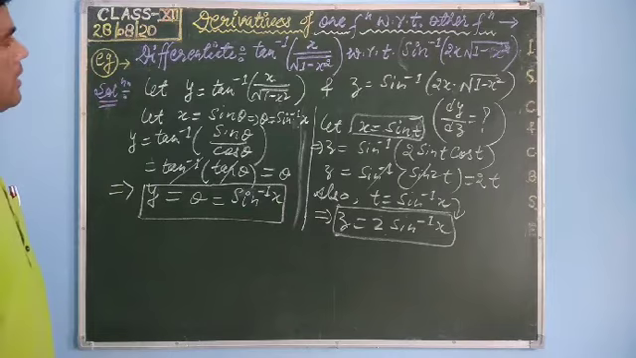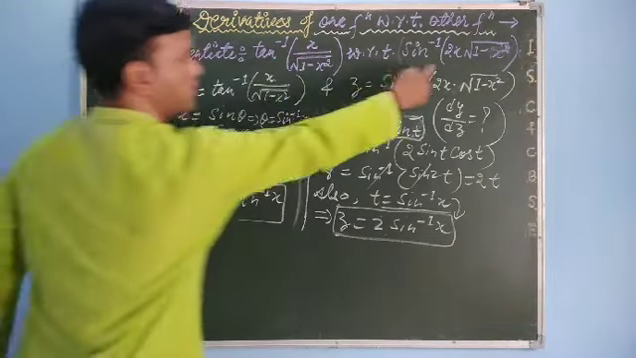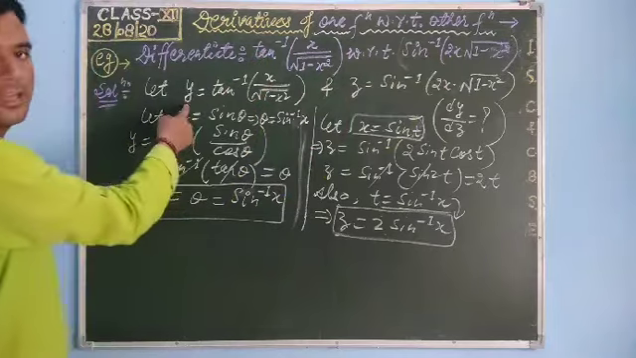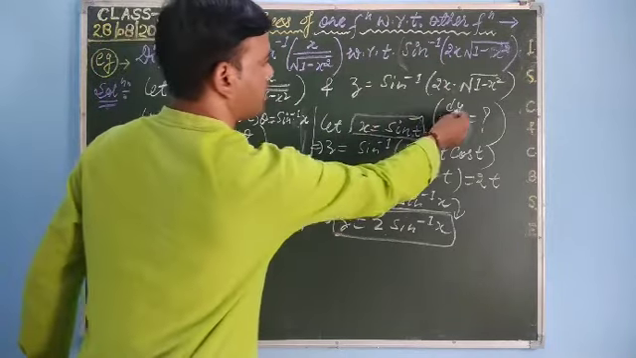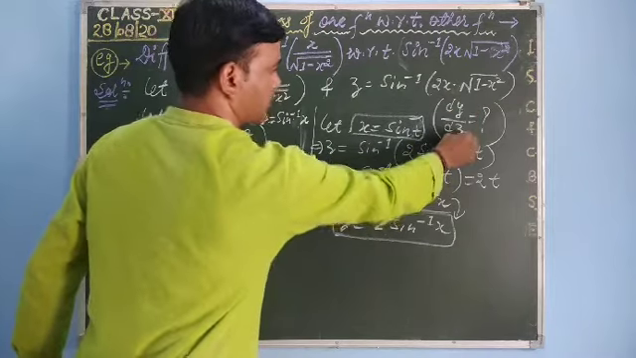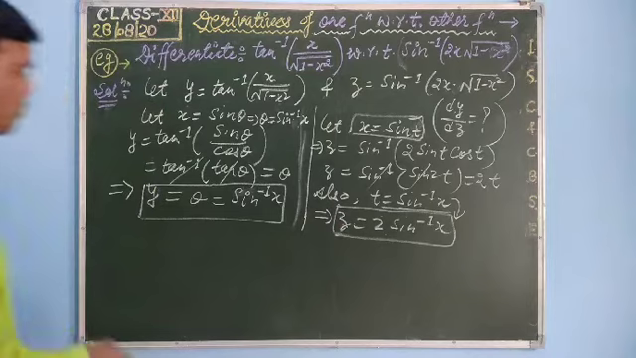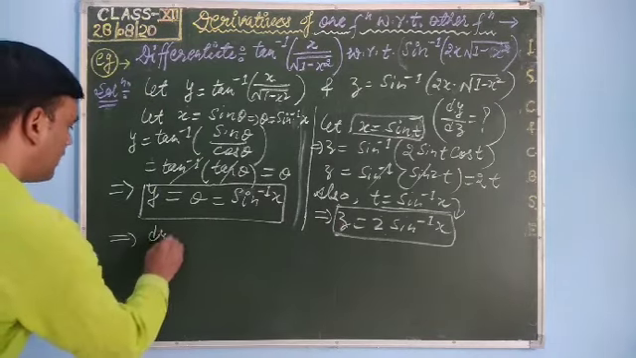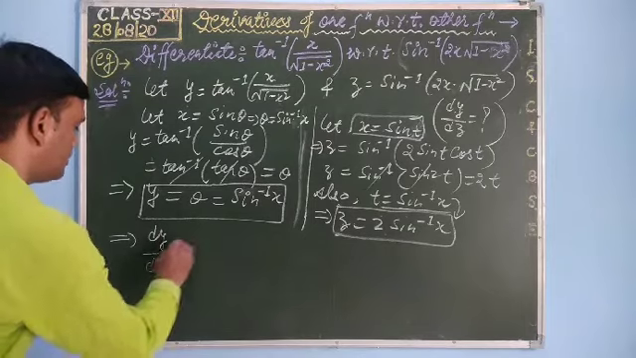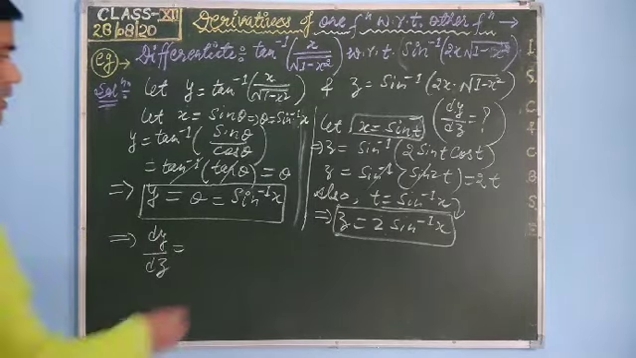Now what do we actually need? We need the derivative of the first function with respect to the second function, and the first function we have already taken as y and the second function we have taken as z. It means we have to differentiate first with respect to second, that is dy by dz. We have y, we have z. So first, what will we do? dy by dz is equal to, what are you getting here?